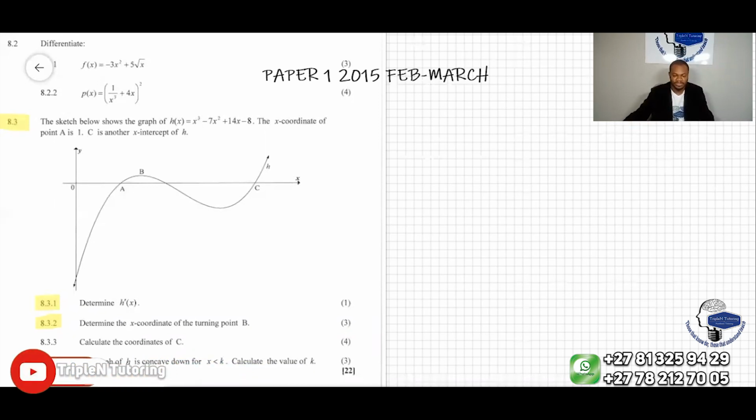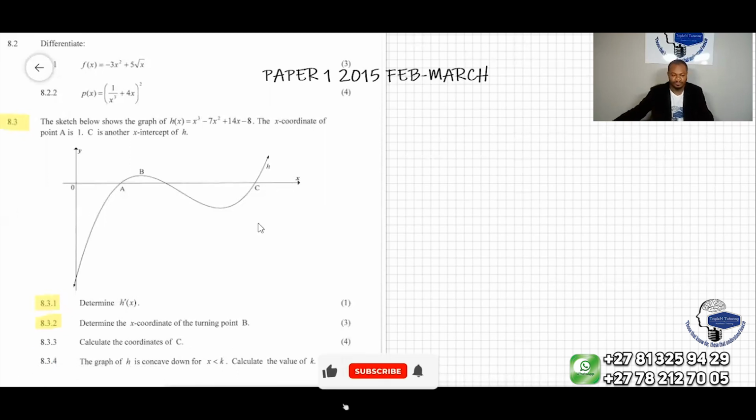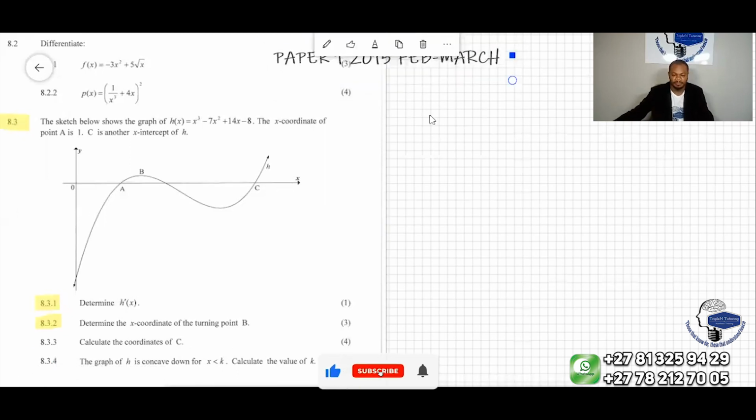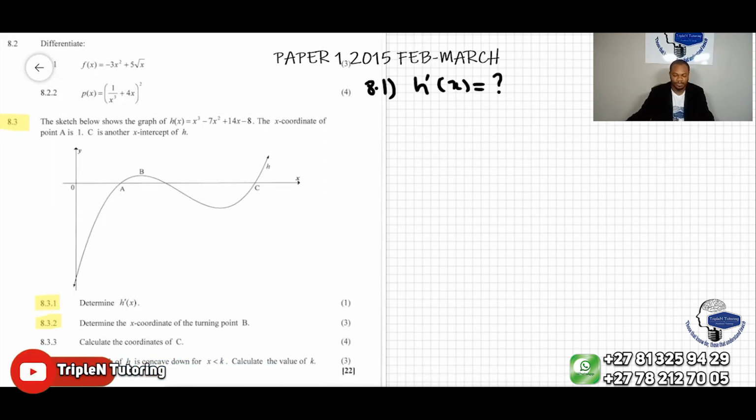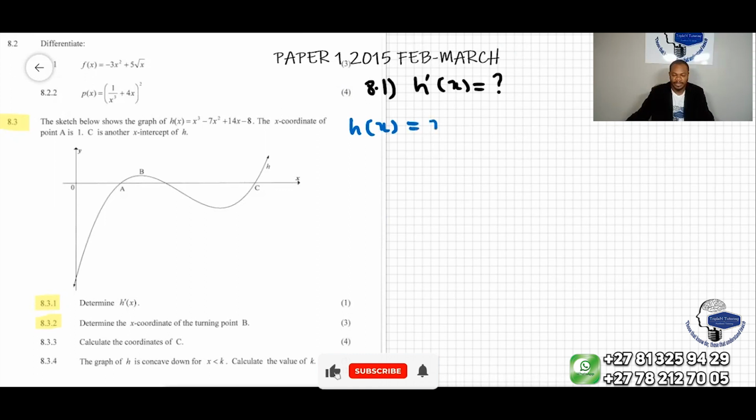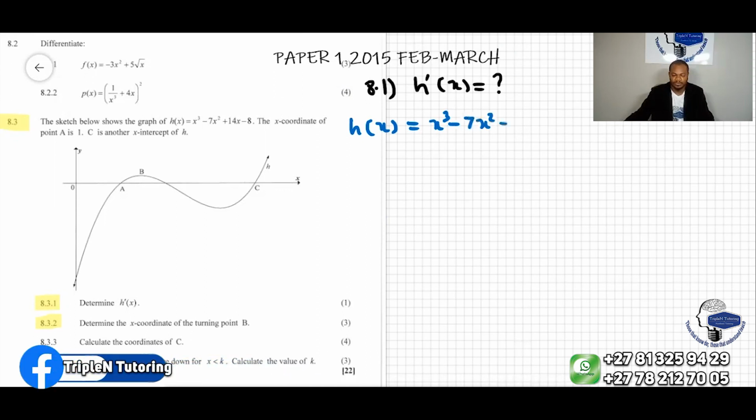All right, I'm already on the question here. Let me move this a little bit up. So 8.3.1 says find h prime of x. All right, h of x is given by x cubed minus 7x squared plus 14x minus 8.